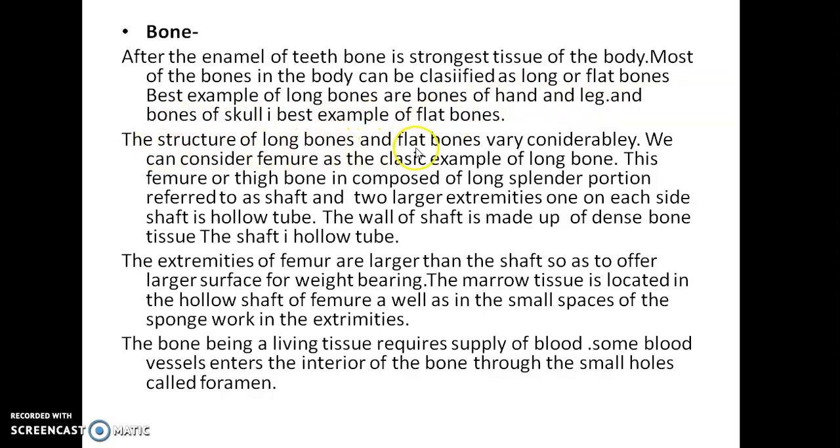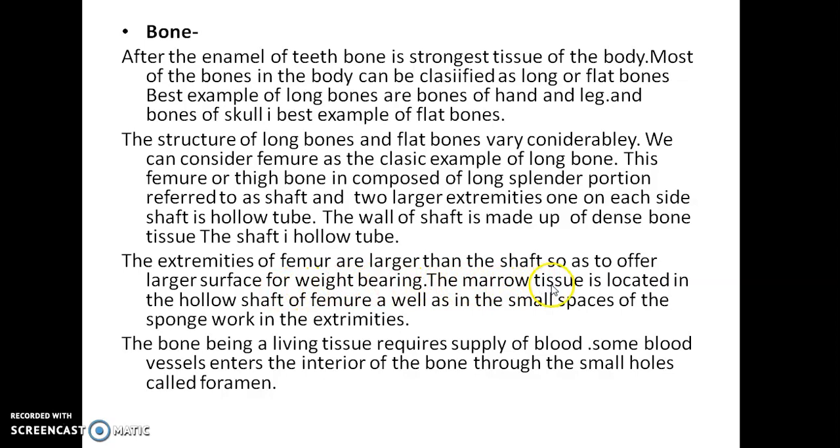The structure of long bones and flat bones varies considerably. We can consider the femur as the classic example of a long bone. The femur, or thigh bone, is composed of a long cylindrical portion referred to as the shaft, and two large extremities, one on each side of the shaft. The shaft is a hollow tube. The extremities of the femur are larger than the shaft so as to offer a larger surface area for weight bearing.